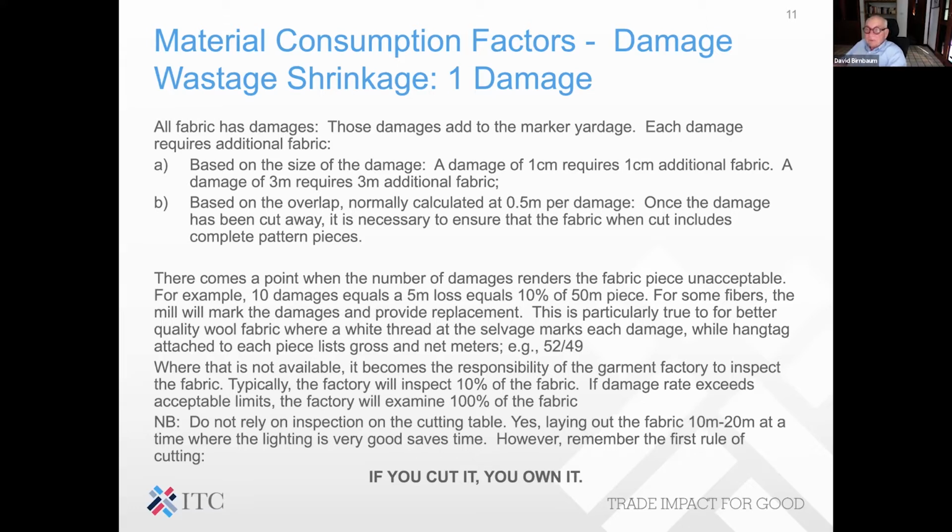Traditionally, expensive wool millers mark the damage. You'll see a white thread at the selvage, and you will see on the hang tag that comes with the piece, they'll tell you 52.48. The 52 is the gross, the 48 is after damages.